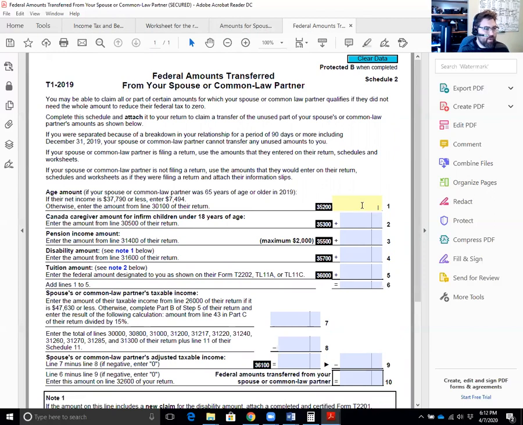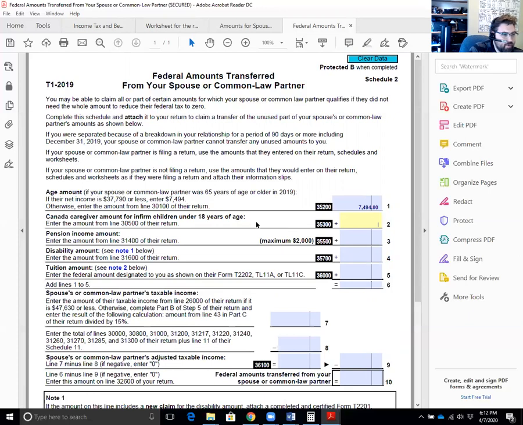Let's take a look at the first amount, age amount. If your spouse or common law partner was 65 years of age or older in 2019, if their net income is 37,790 or less, enter 7,494. Otherwise, enter the amount from line 3,100 of their return. Okay, well, our spouse's income was only 5,000, so we can enter in 7,494.